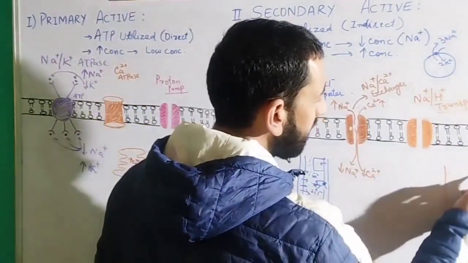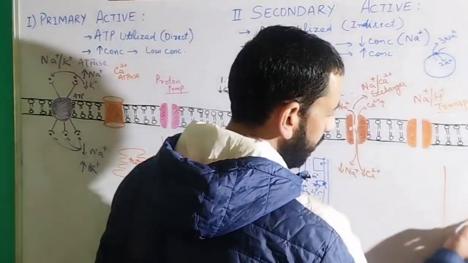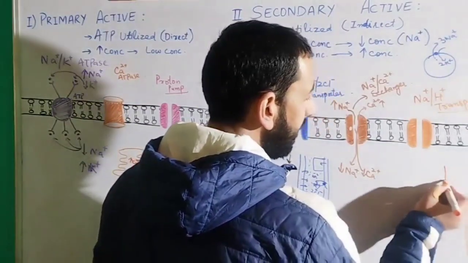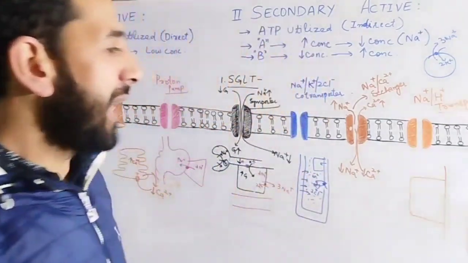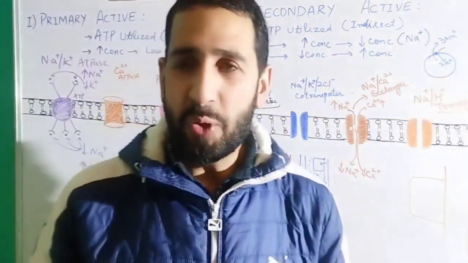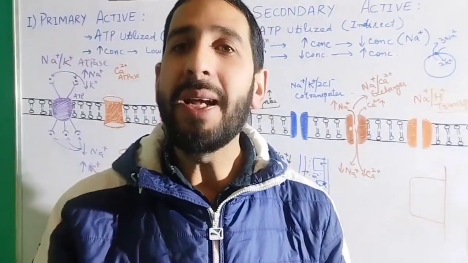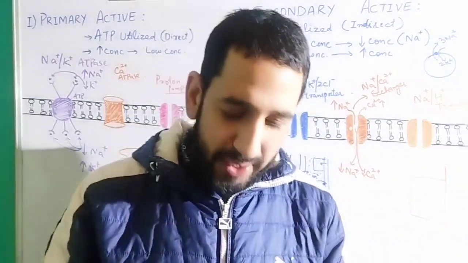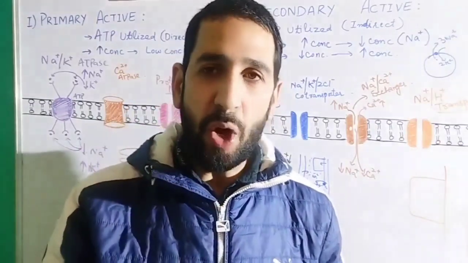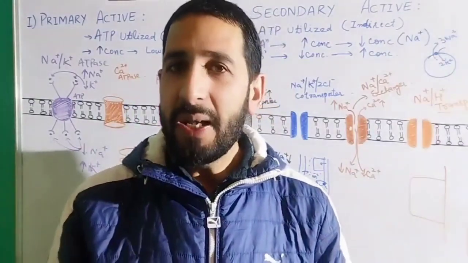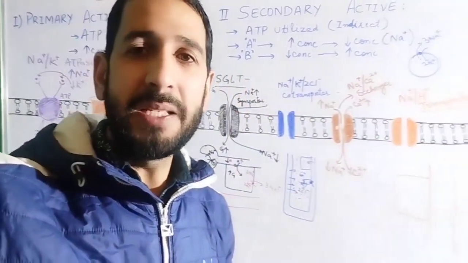Now in the collecting duct, what happens is, suppose here is the lumen of the collecting duct and here is the cell. Now in our collecting duct we have intercalated cells, and those intercalated cells are actually involved in the regulation of acid-base balance, right? They are involved in the regulation of acid-base balance.